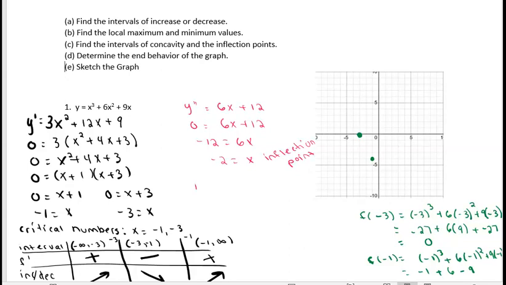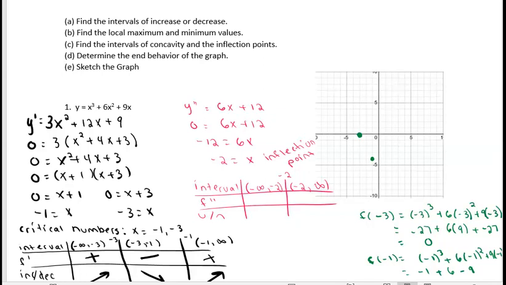And we need to make our table. We need to test our intervals. We need to check our second derivative, and we need to figure out if it's concave up or concave down. I only have one inflection point, so that means I just need to split my interval in one spot, and that will be at negative 2. So my interval will go from negative infinity to negative 2, and then the second one will be from negative 2 through infinity.